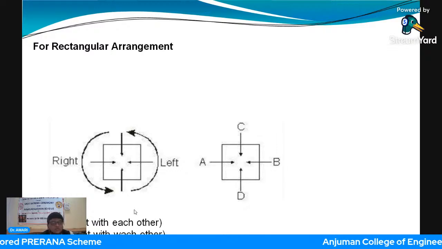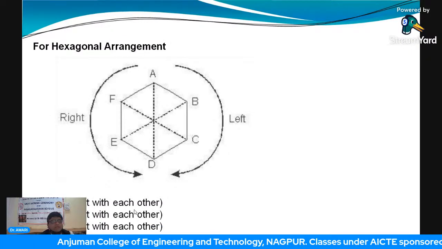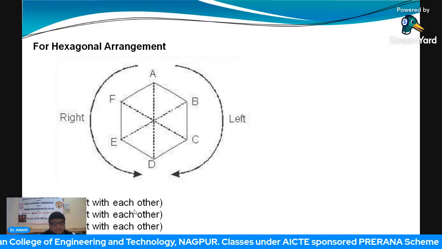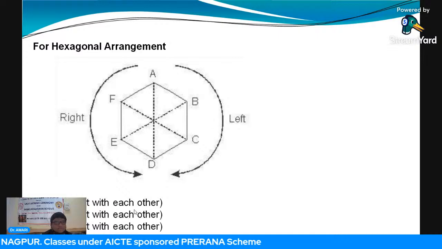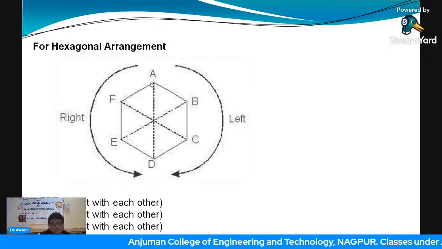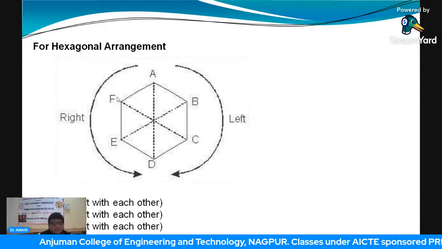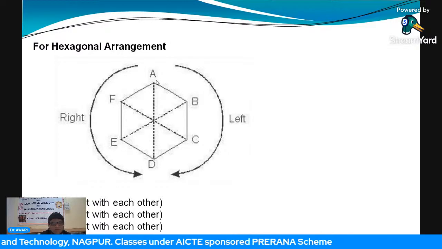But here in this case, we have to solve questions based on this arrangement. Therefore, we should understand the fundamentals of sitting arrangement, the alphabet system, and the number system. For the hexagonal arrangement, let us see: this is the right side, this is the left side, and they meet each other. This hexagon has six corners, numbered A, B, C, D, E, F.